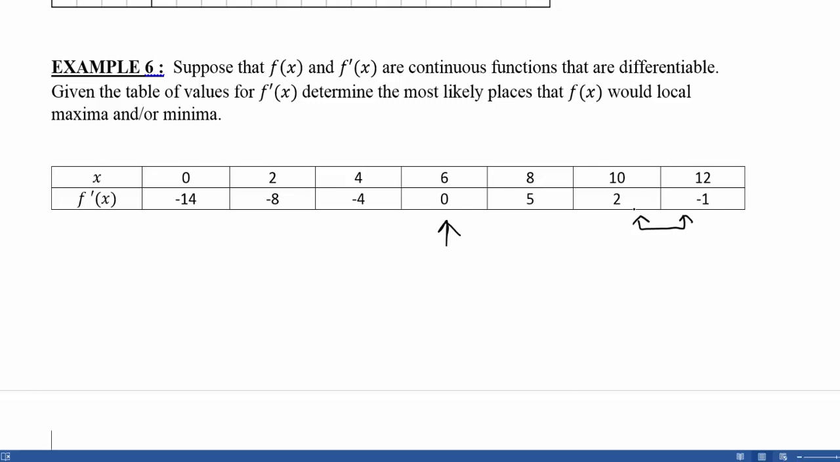So now we need to determine what kind of critical points these are. So let's start with 6. So at x equals 6, to the left, our derivative is negative, and to the right, our derivative is positive, because it's changing from negative 4 to 5. If your first derivative changes from negative to positive around your critical point, that means that your critical point is a local minimum.